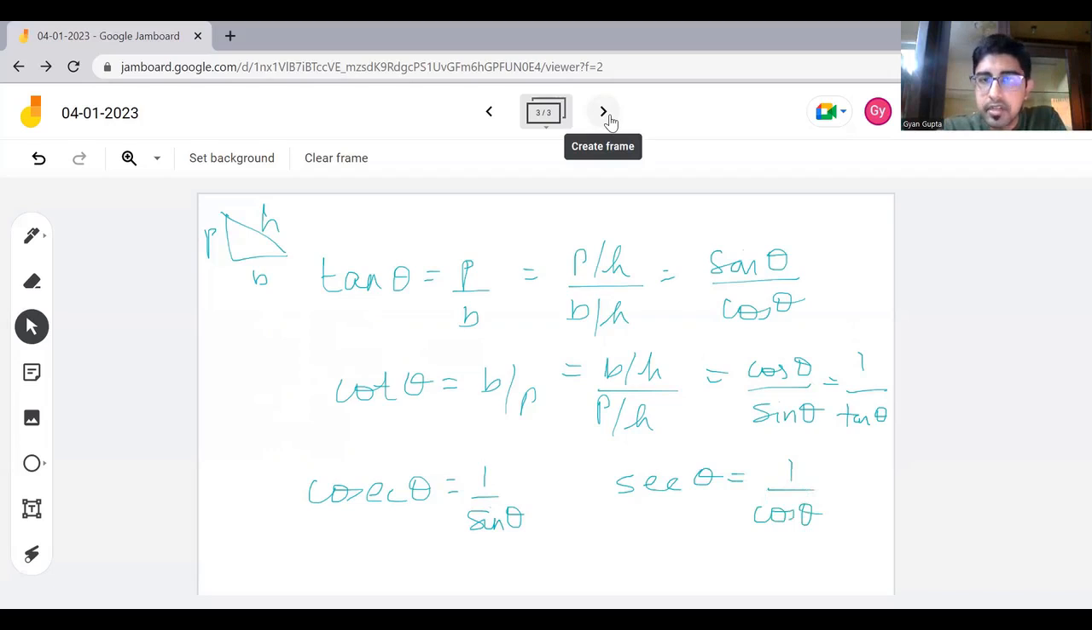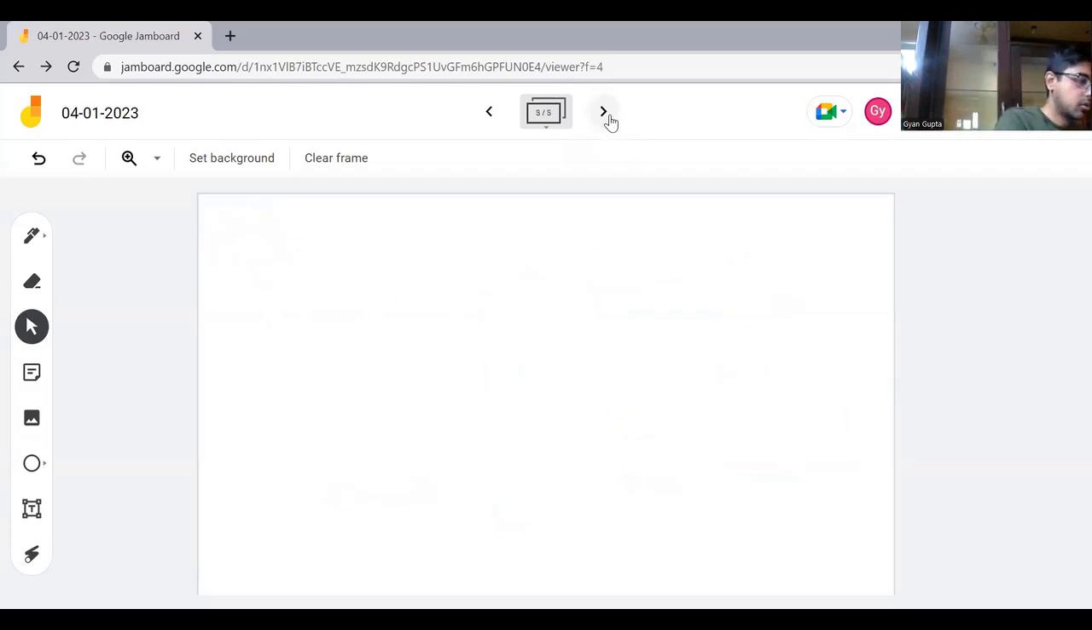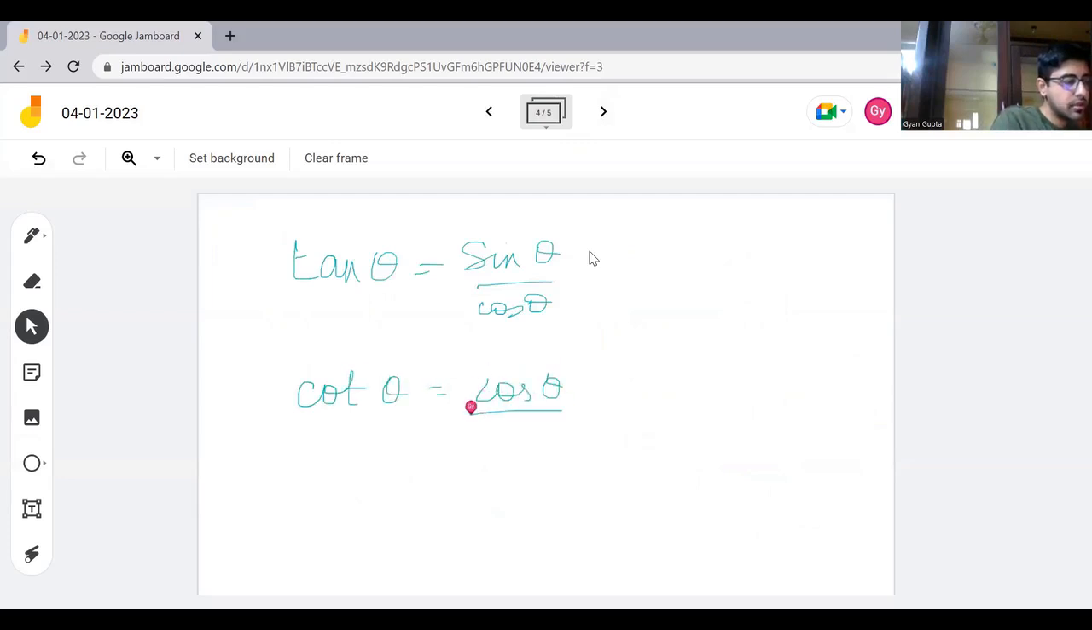Now, this is the nomenclature that I use, right? So, I will just come to the next page. Tan theta is equal to sine theta by cos theta. Cot theta is equal to cos theta by sine theta, which is equal to 1 by tan theta. So far, so good? Perfect.